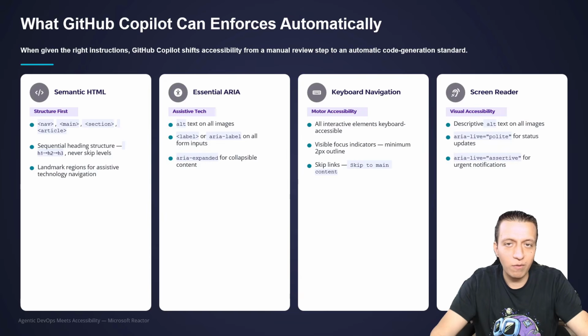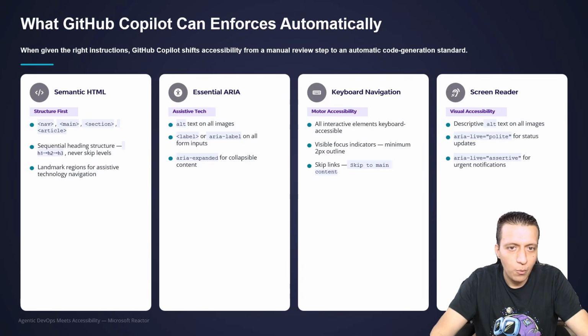As an example of what GitHub Copilot can enforce automatically, not only in the code generation, but in the review process, with the right set of instructions, GitHub Copilot can help us to make sure we are following the semantic HTML for the correct structure, making sure that we have the right objects across our HTML files.